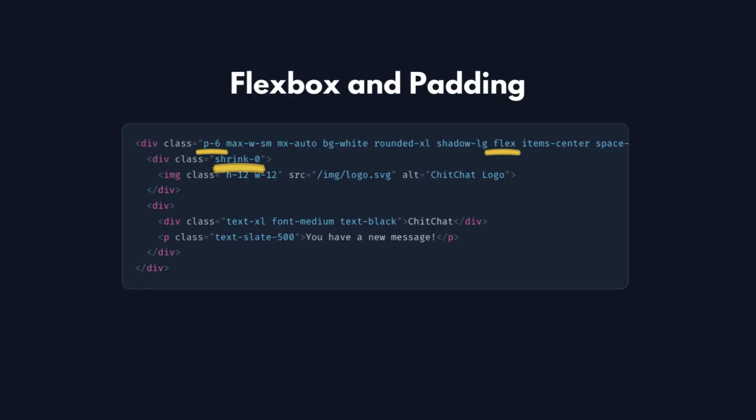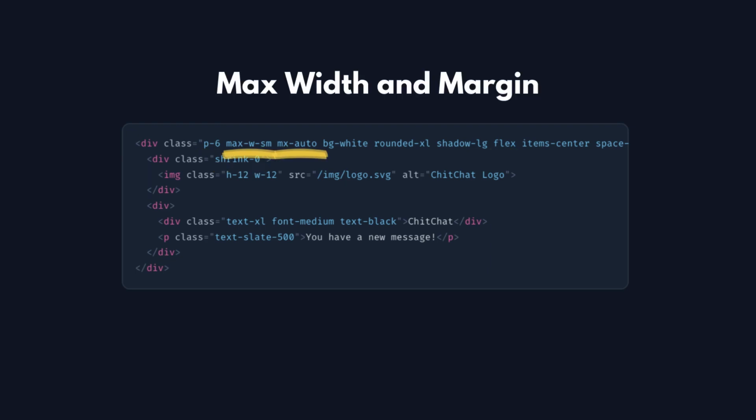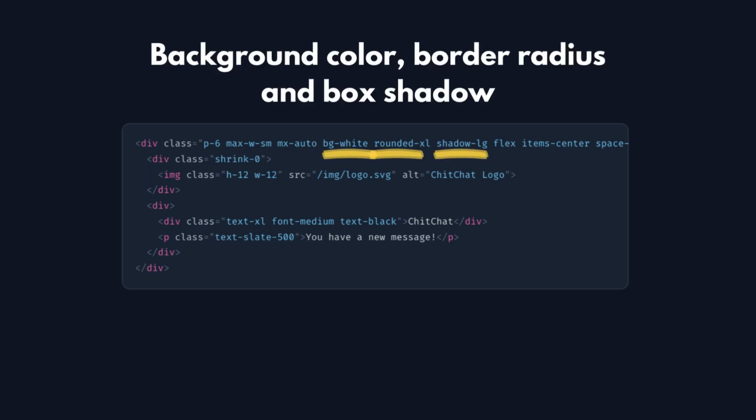Let's go through the details of utility classes. Tailwind's flexbox and padding utilities flex, shrink-0, and p-6 control the overall card layout. The max-width and margin utilities max-w-sm and mx-auto constrain the card width and center it horizontally. The background color, border radius, and box shadow utilities bg-white, rounded-xl, and shadow-lg style the card's appearance.